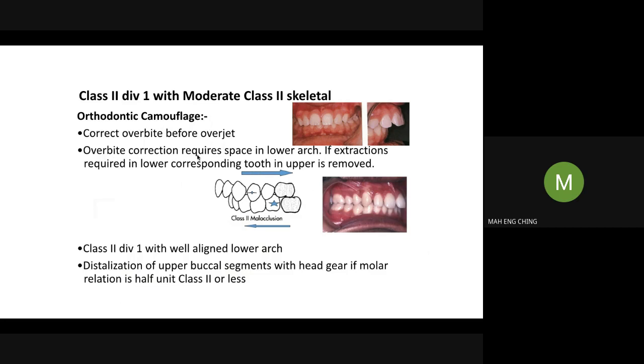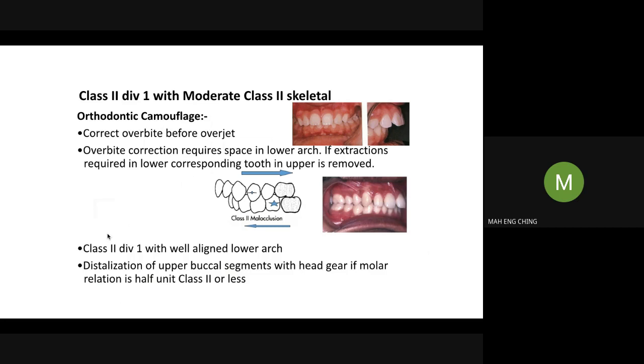So overbite correction requires space in the lower arch. So let's say you have a deep bite with a big curve of Spee. If extraction is required in the lower, then it means the upper also has to lose some good teeth. So a lot of the time we try to balance the number. If you do two extractions on the bottom, then you have to do two extractions on the top, just to balance the number. Otherwise, the top teeth will end up sticking out too much. So that's called balancing extractions.